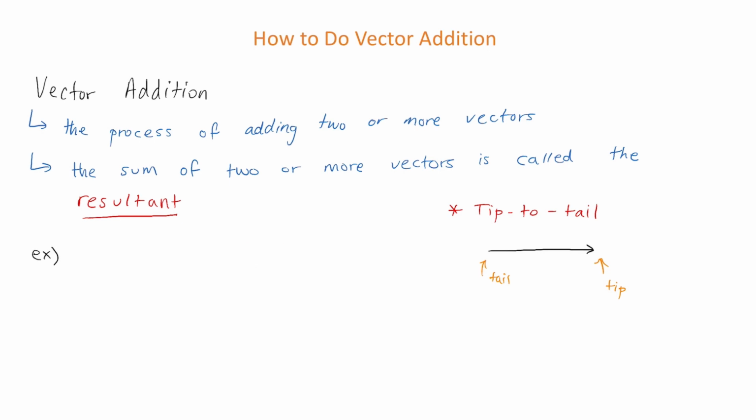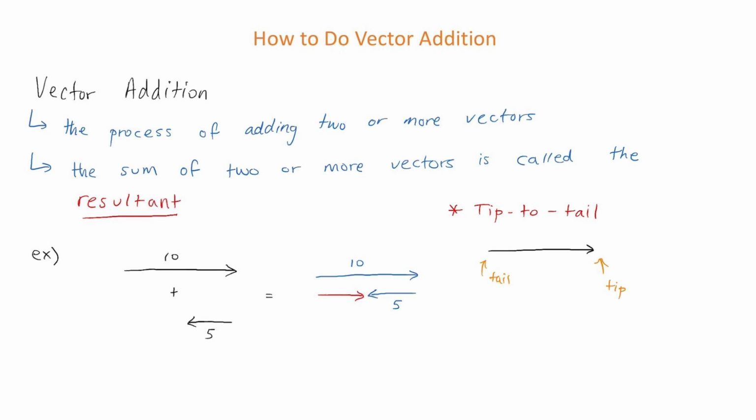Let's do another example. Here we have a vector of length 10 that's directed to the right and a vector of length 5 that's directed to the left. And I want you to add them together. All we have to do is align the vectors tip to tail and then draw the resultant from the tail of the first vector to the tip of the second vector.